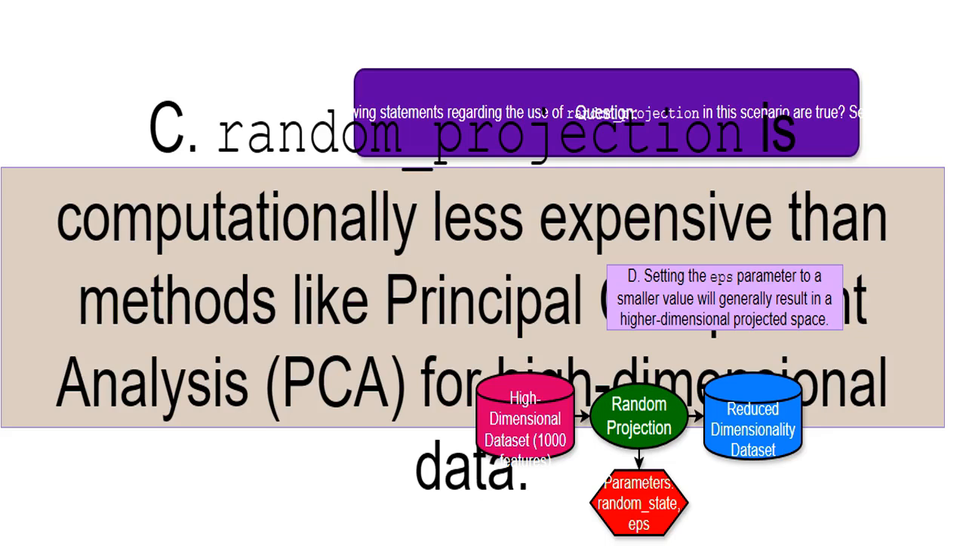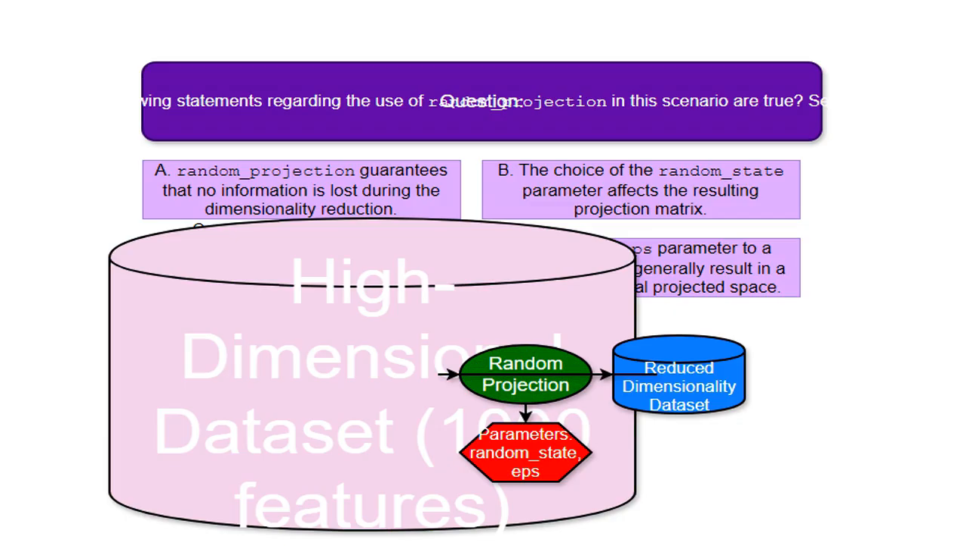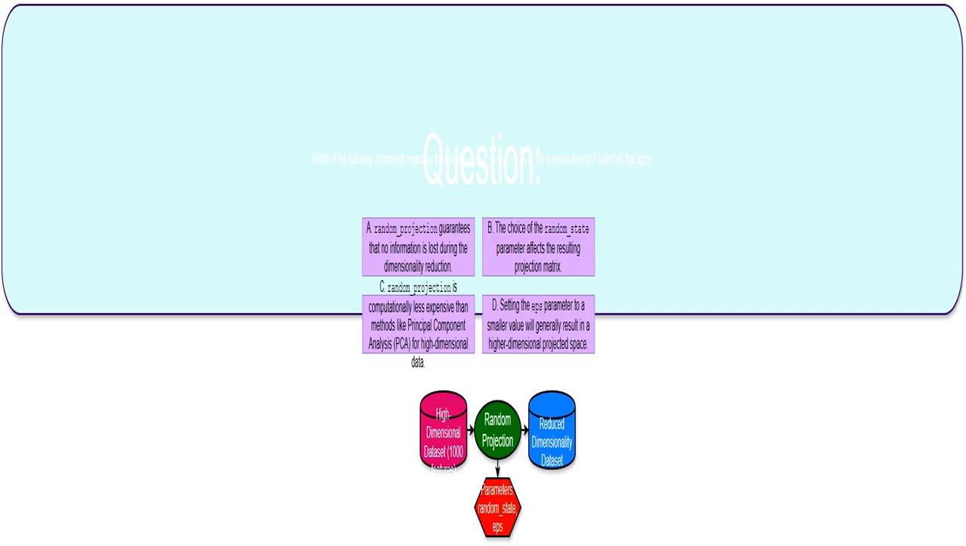I'm working with a dataset that has 1,000 features, meaning each data point has 1,000 measurements. This is a high-dimensional dataset, which can make processing and analysis difficult. After applying the random projection, I have a dataset with fewer features. This makes the data easier to work with, potentially improving model training speed and performance, while minimizing information loss. This is the core question. It's asking us to understand the characteristics and implications of using random projection on high-dimensional datasets, especially in the context of its parameters and computational efficiency.